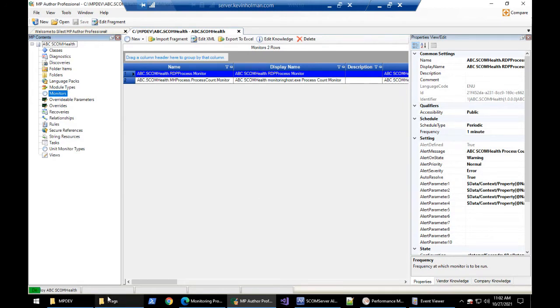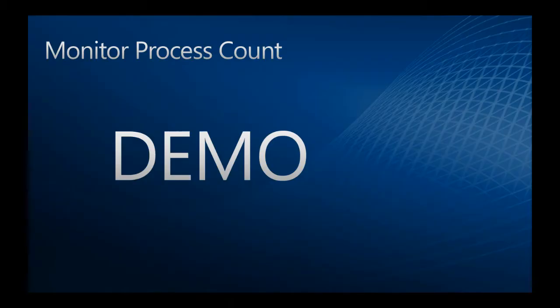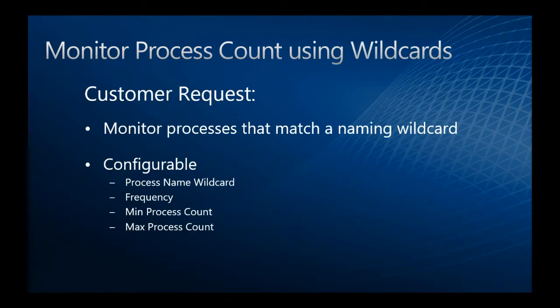All right, and that's deploying. It will be very similar. That will show healthy. I'll show you the output in a little bit once these initialize. So I jumped a little bit ahead, but this was the customer request for wildcards. They wanted to monitor processes that matched a naming wildcard, and it needed to be configurable: give me the process name, give me the frequency, the min, and the max. The frequency I obviously didn't add in the fragment, so that's something I need to go back and update.